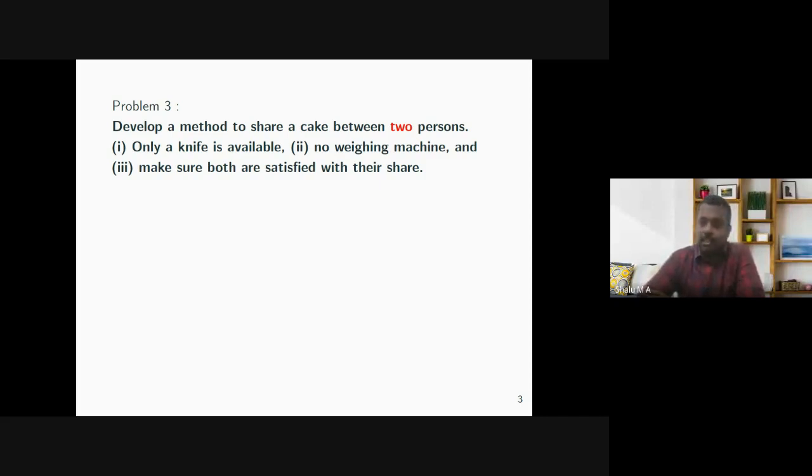Both of them are very competitive people. We assume they are competitive and both are happy. So you have to devise a logical mechanism so that both are happy at the end of the sharing process. Nobody should have a reason to argue that they got the shorter end of the cake.